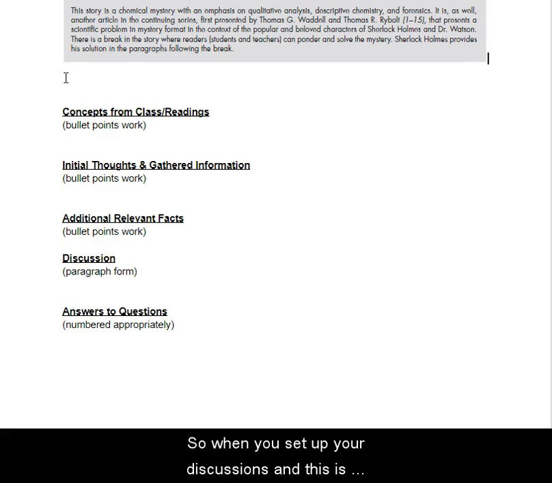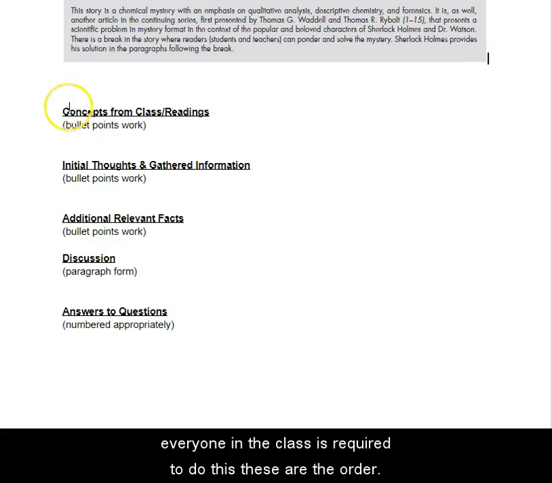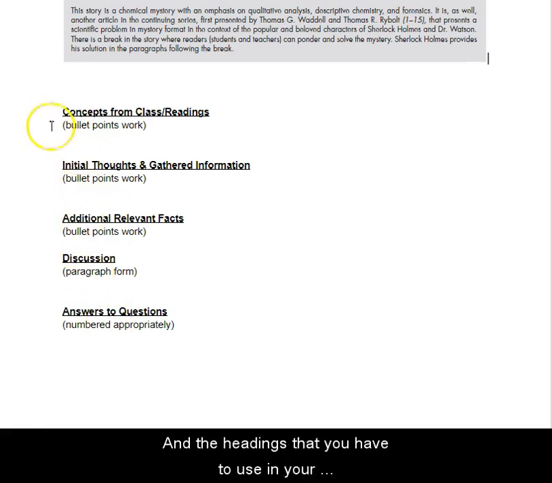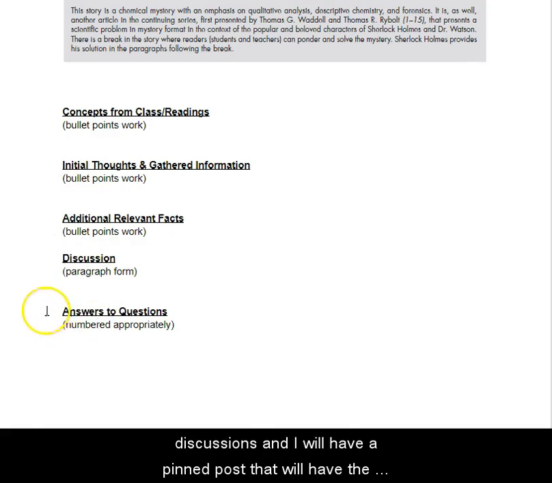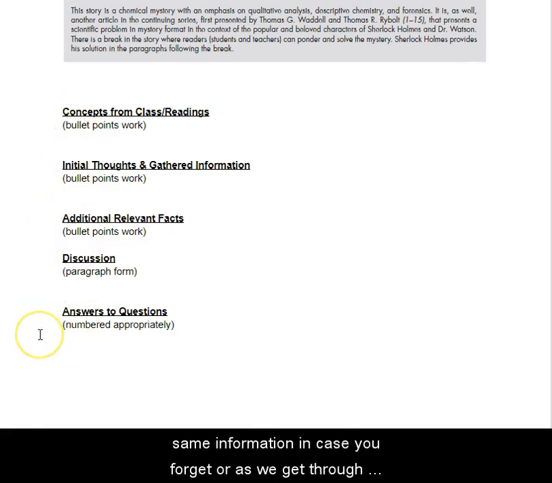When you set up your discussions, and everyone in the class is required to do this, these are the order and the headings that you have to use in your discussions. I will have a pinned post with this same information in case you forget, or as we get through, you get tired of doing the same thing. I understand that, and I will remind you if you forget to give the headings.